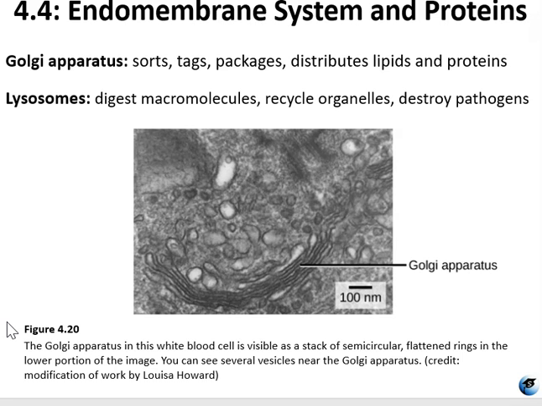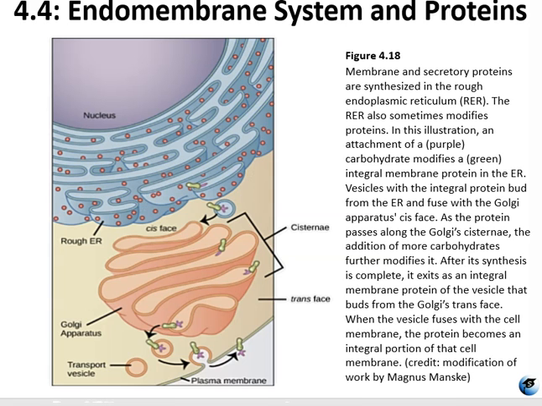The Golgi apparatus in this white blood cell is visible here, and it looks like a stack of semicircular flattened rings in the lower portion of the image here. So it goes all the way from here to here. And you can see several vesicles near the Golgi apparatus. See all of these little vesicles? Let's look at figure 4.18.